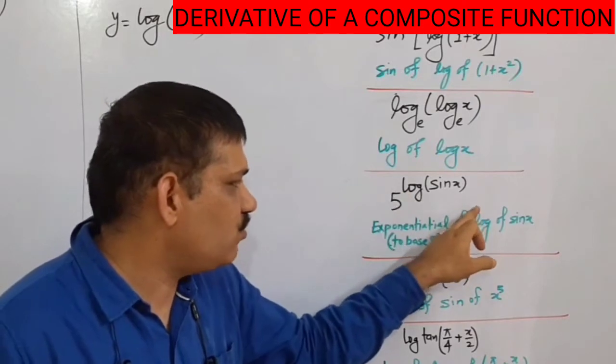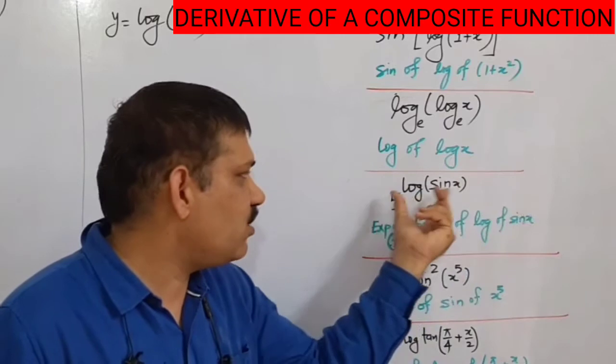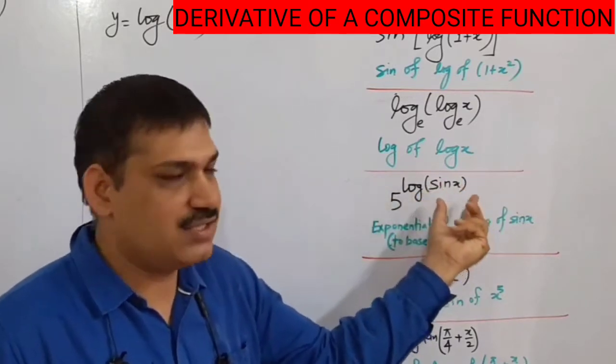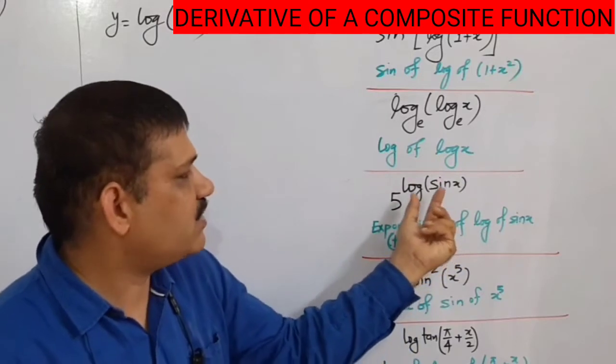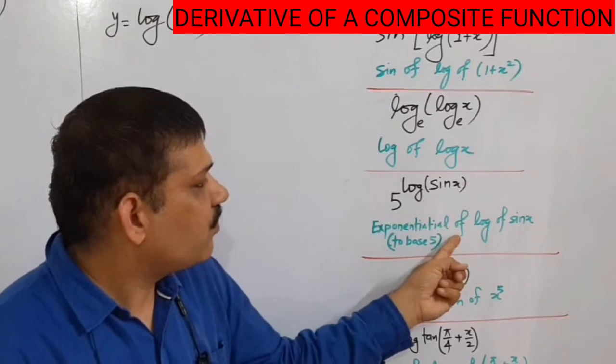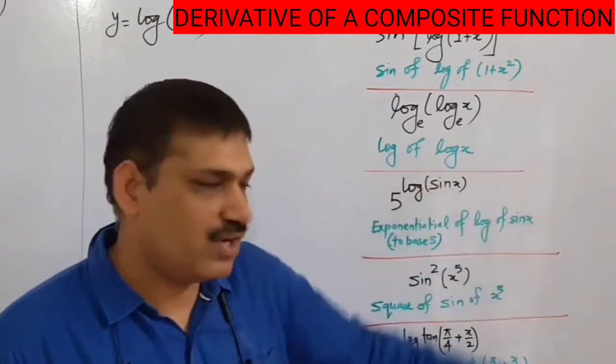After of, what is said, log of sin x, is a variable: exponential of some variable, and this variable actually is log of sin x. This is not directly the function of x, it is function of sin x. So exponential of log of sin x, function of function.